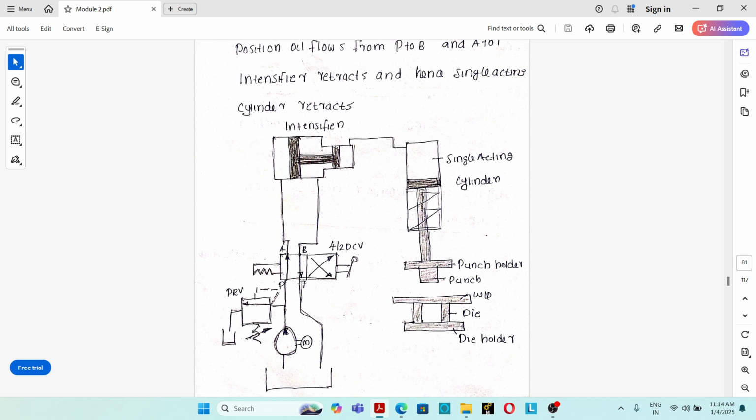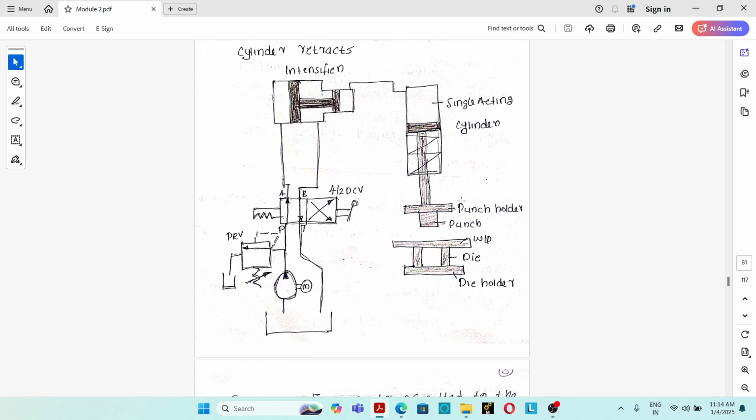During the return stroke, A is connected to T and P is connected to B. Then what is happening? The hydraulic oil from the pump flows to the low pressure chamber and exerts pressure over the low pressure piston, moving it towards the left direction, not right, left direction. At the same time, the piston in the high pressure chamber also moves leftward. Then the return stroke takes place.